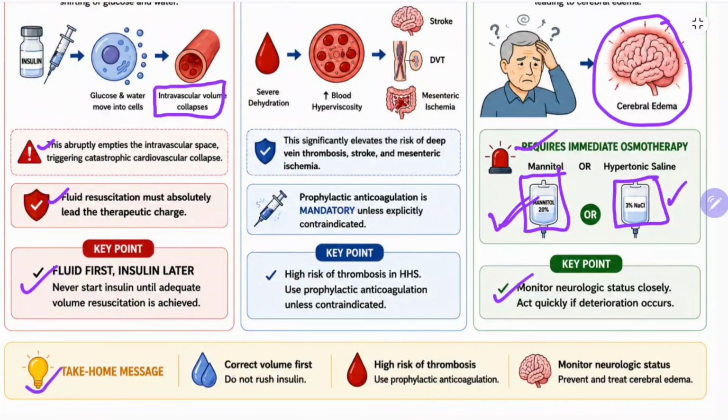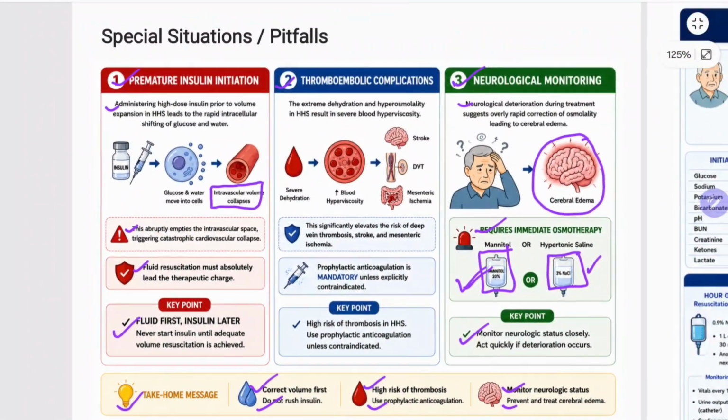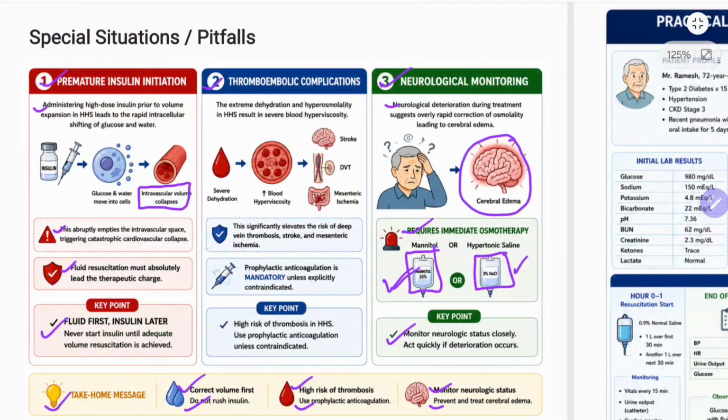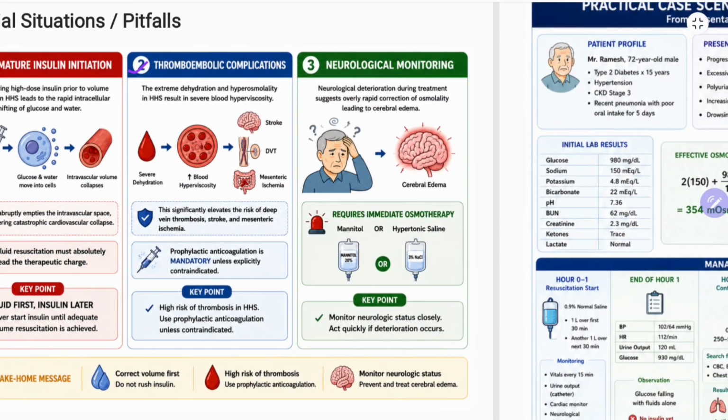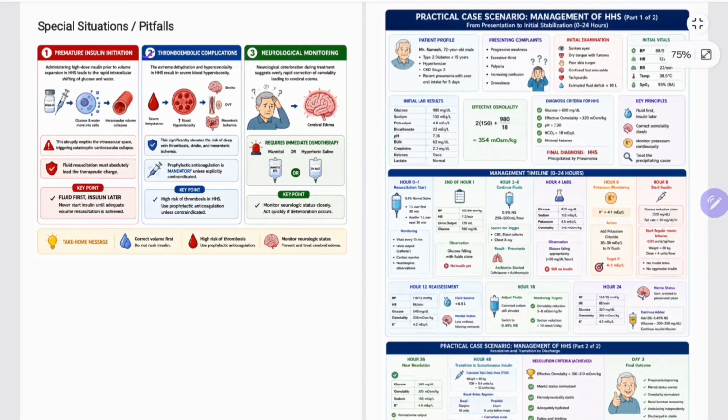So the take home message is correct volume first. Do not rush to insulin. High risk of thrombosis. Use prophylactic anticoagulation. Monitor neurological status. Prevent and treat cerebral edema. There is a very high risk of cerebral edema in case of HHS. That's why we need to give fluid first and give prophylactic anticoagulation, and we should prevent cerebral edema, and if it occurs then we should treat cerebral edema. That's all about the HHS.